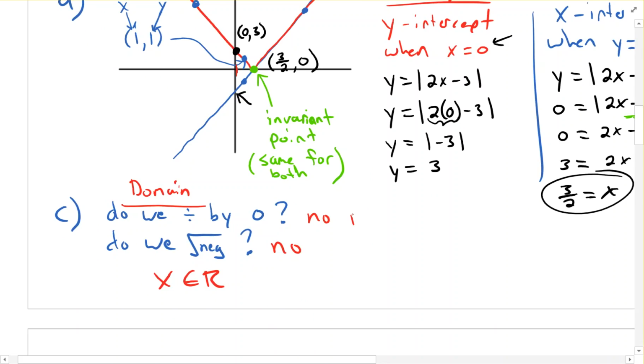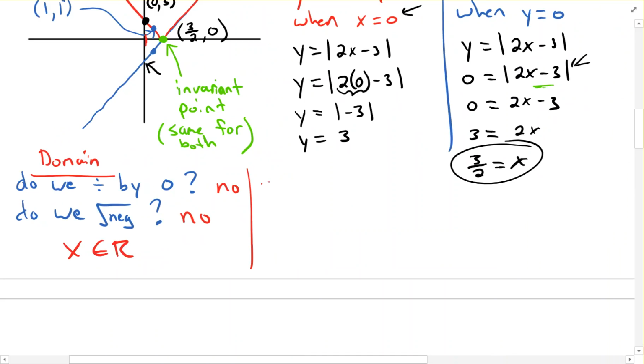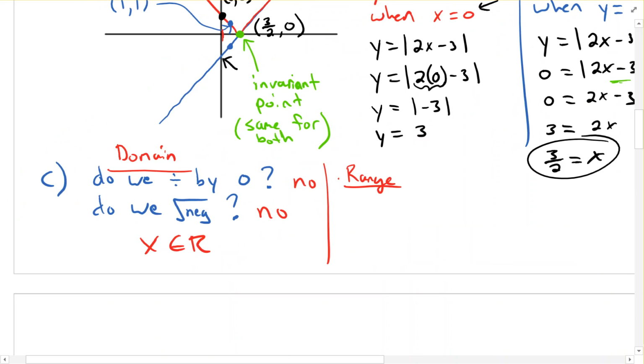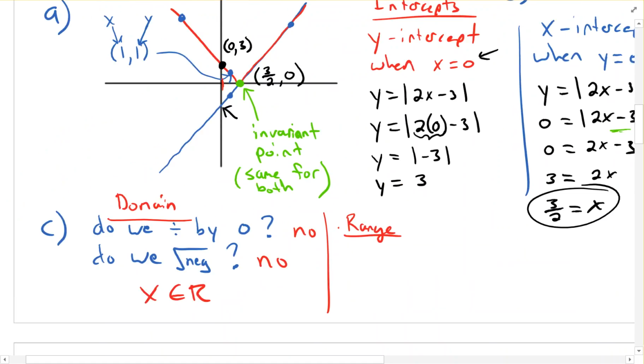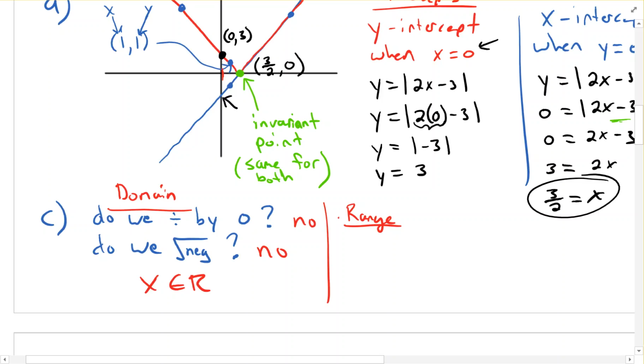Range. So range is going to be what is y allowed to be. We're looking at the red one, right? It's going to be everything above 0. It can be 0, but it's got to be everything above 0. It can't ever be a negative number. That's the whole point of an absolute value. So we're going to say y has to be greater than or equal to 0.